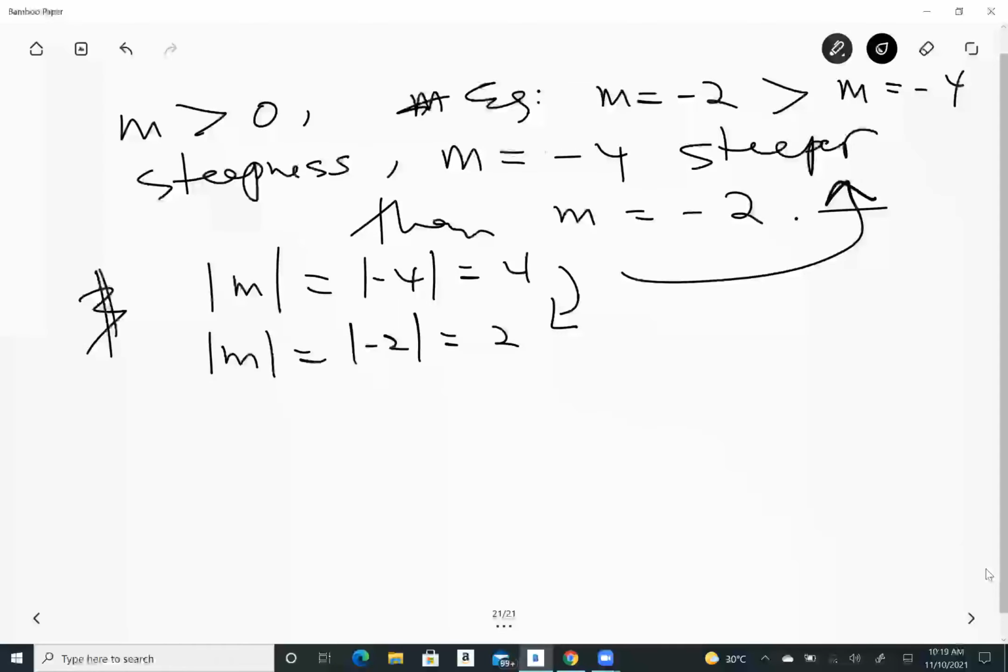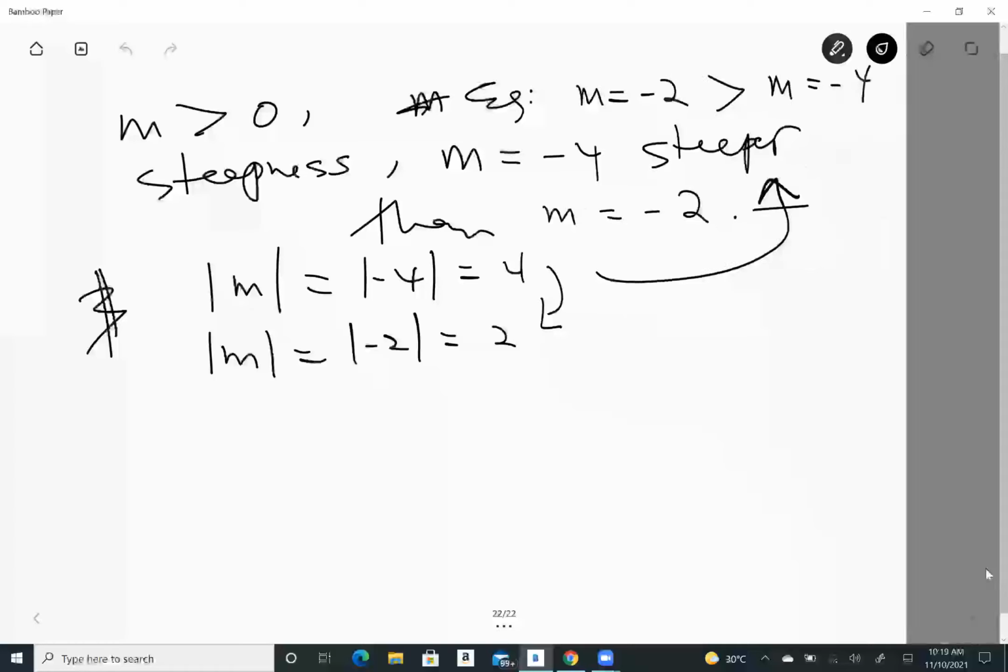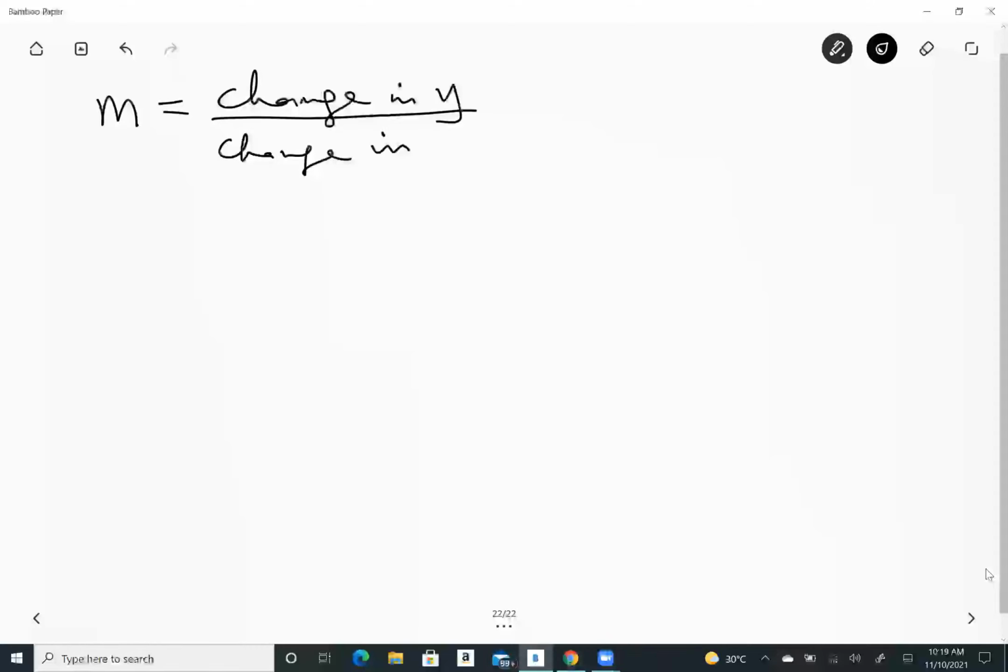All right. So now we are going to look at the slope. Now, what is the slope? Slope is a measure of steepness. Slope, by definition, is defined as the following. It's the change in y divided by the change in x.